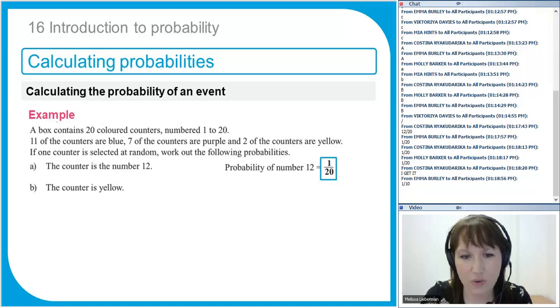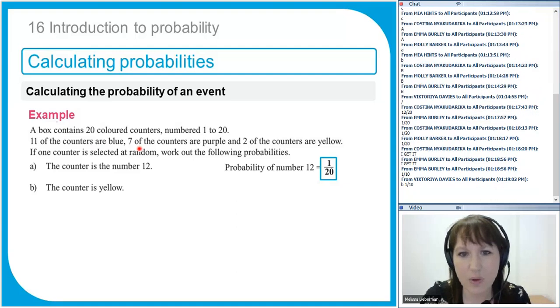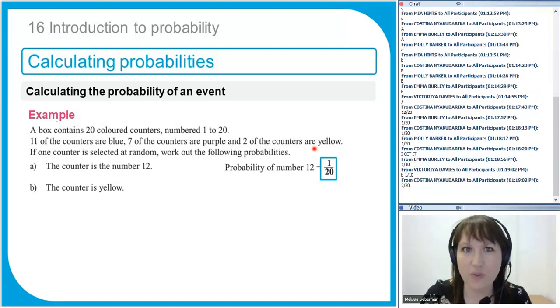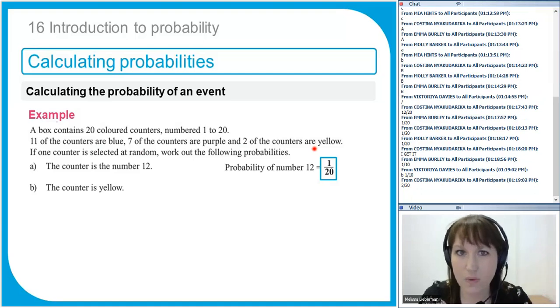So we need to read through the information again. This time we need to say, well, how many are yellow? So let's have a look. 11 are blue, 7 are purple, and 2 are yellow. So we've got 2 yellow counters out of 20 counters altogether. So that's 2 over 20.